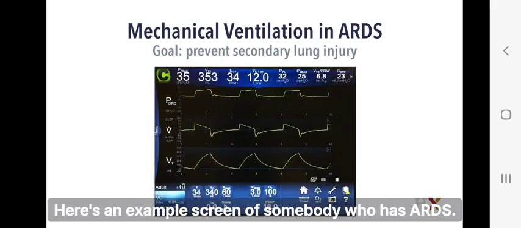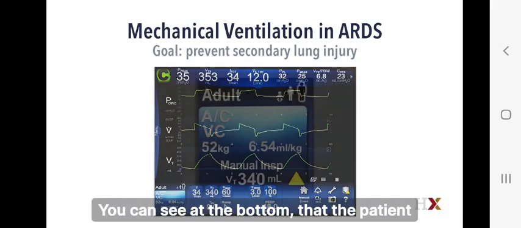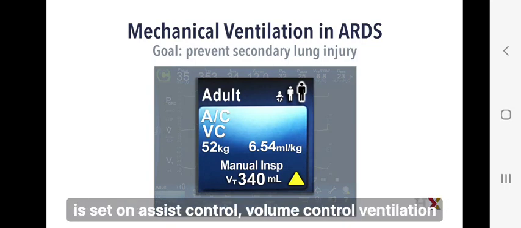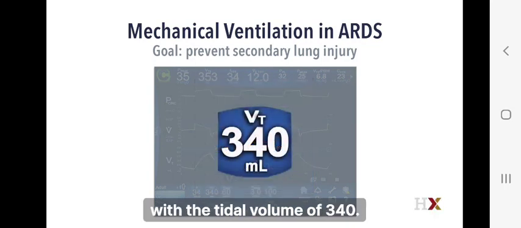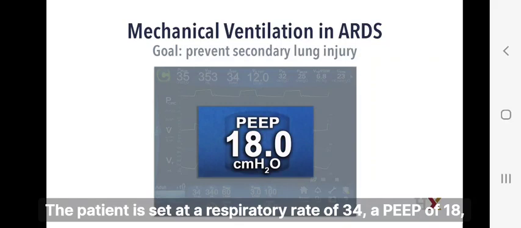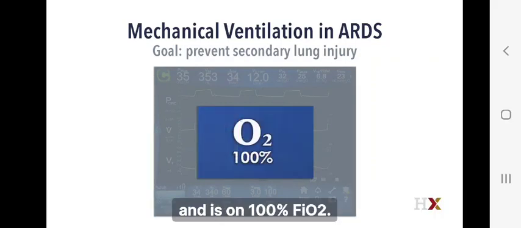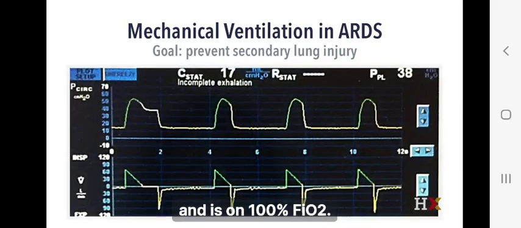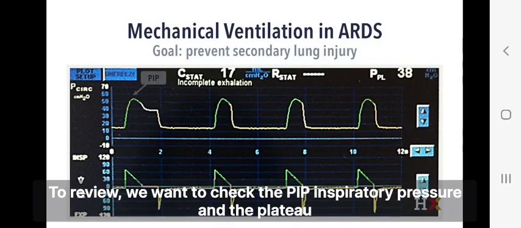Here's an example screen of somebody who has ARDS. You can see at the bottom that the patient is set on assist control volume control ventilation with a tidal volume of 340. The patient is set at a respiratory rate of 34, a PEEP of 18, and is on 100% FiO2. To review, we want to check the peak inspiratory pressure and the plateau pressure.